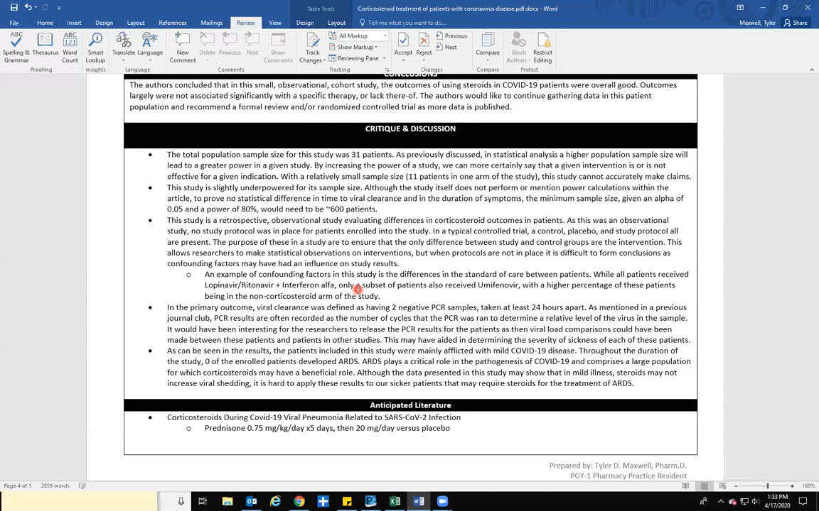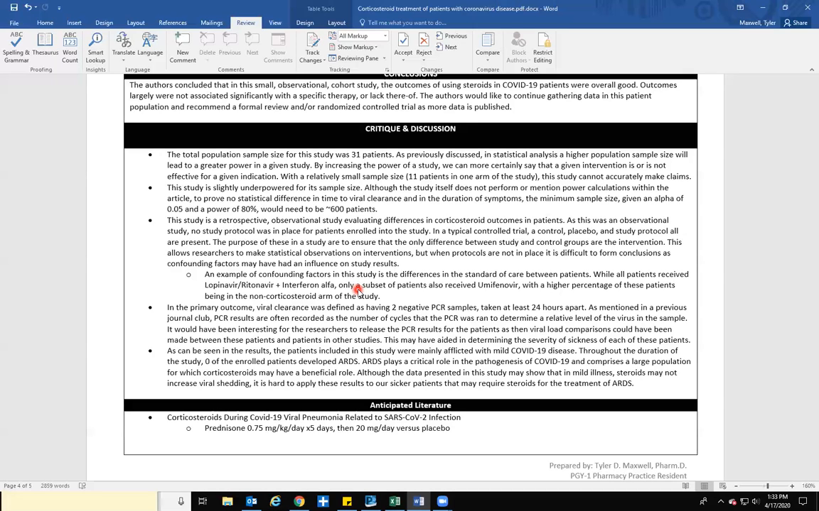the statistical analyses for this patient population when using survival analysis is a little bit more complicated than typical power calculations. And so I am not a statistician, but when you plug in any of the numbers, it results in a sample size required of about 500 to 600 patients, which is much less than they did have. And so it's really hard to take any of the data and the statistical calculations very seriously after looking at this study. This study is also a retrospective observational study that evaluated differences in corticosteroid outcomes in patients.